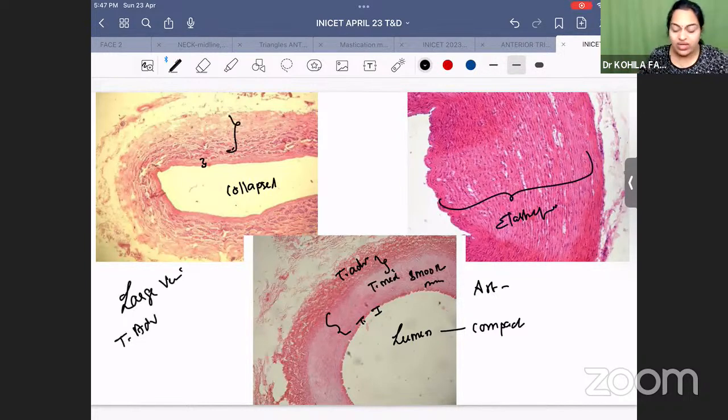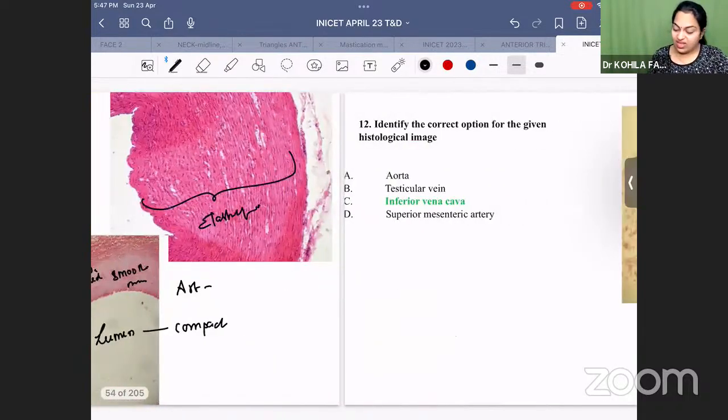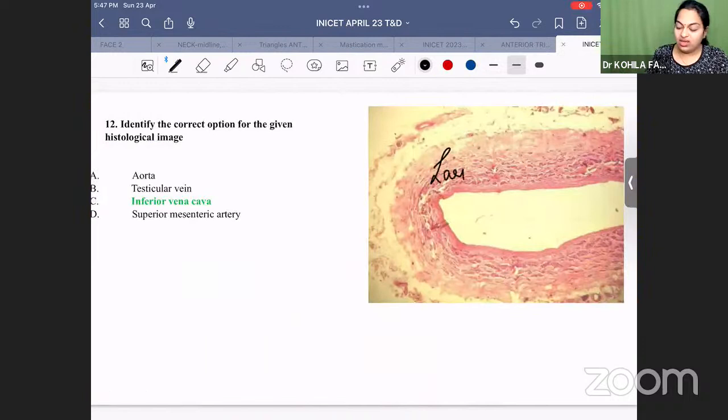This entire thing is tunica adventitia, and you can see a lot of bundles of smooth muscle fibers. So the image seen here is a large vein, and you can pick out the choice from here: IVC. If it's the abdominal aorta, it's going to be an elastic artery.